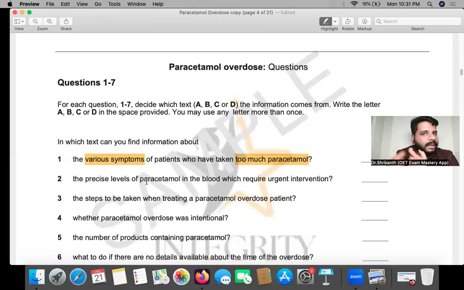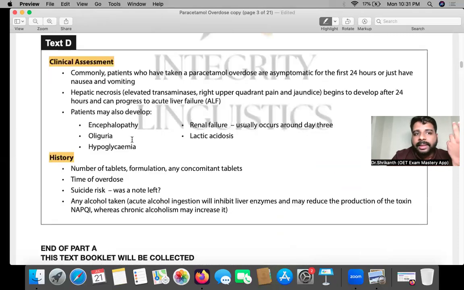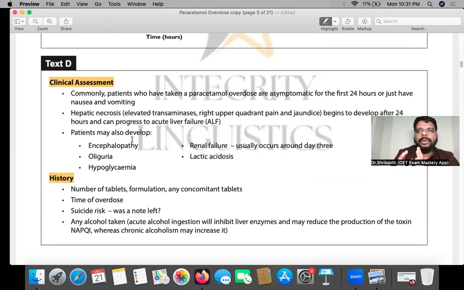So you have to trust your intuition. You must be able to directly come to text D. Your intuition is saying this is the text where the answer is most likely to be. Now you have trusted your intuition and ignored A, B, C, you have come over here. Now you need to confirm whether they have mentioned the various symptoms of patients who have taken too much paracetamol. You have to retain that. Retention is very important. You have to register that information in your mind.